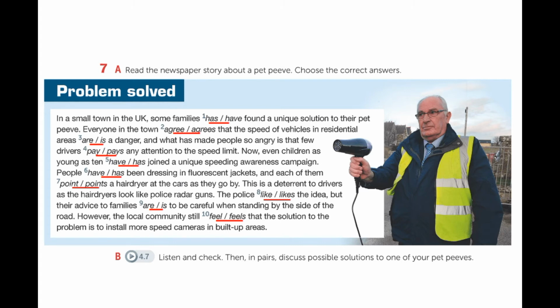Let's check the answer. Number 1, some families have, plural form, right? Number 2, everyone in the town agrees. Remember, everyone, indefinite pronoun, we use the verb in the singular form, right? Number 3, we use the verb in the singular, is, because I'm agreeing with the subject, which is speed. The speed of vehicles, right? Number 4, we agree with drivers. Few drivers pay. We use the verb in the plural, right?